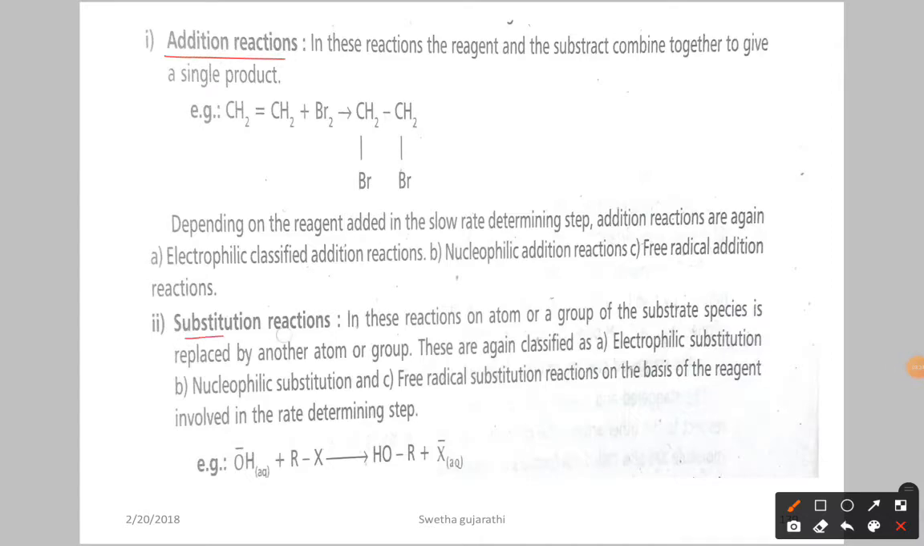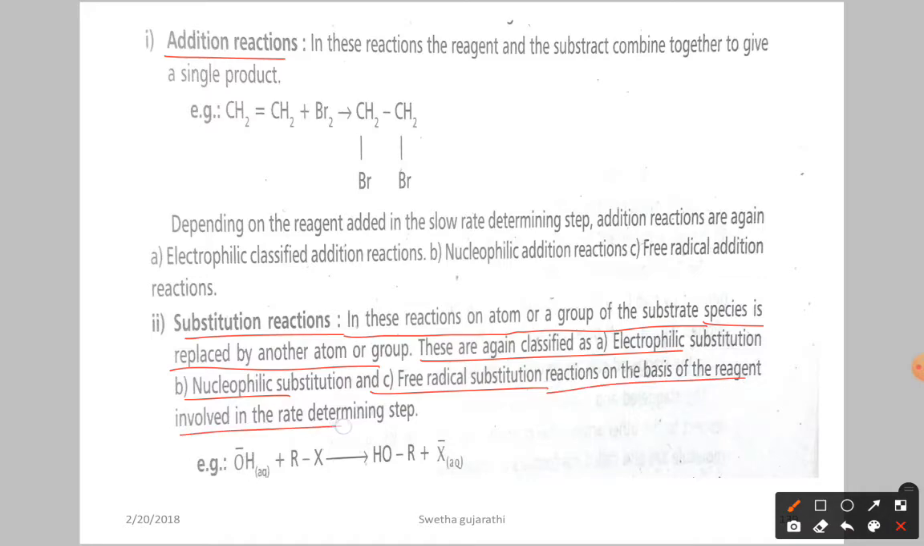Next we have the substitution reaction. Substitution means, as you know very well, one is substituted by another. In this reaction, an atom or group of the substrate is replaced by another atom or group. These are again classified as electrophilic substitution, nucleophilic substitution, and free radical substitution, on the basis of the reagent involved in the rate determining step.